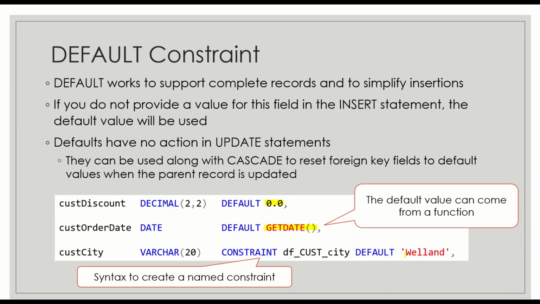So if we determine that we don't want the default to be Welland anymore, we might want to change it to Toronto or Niagara Falls or anything else. It will be easy to alter that constraint because you can call it by its name.